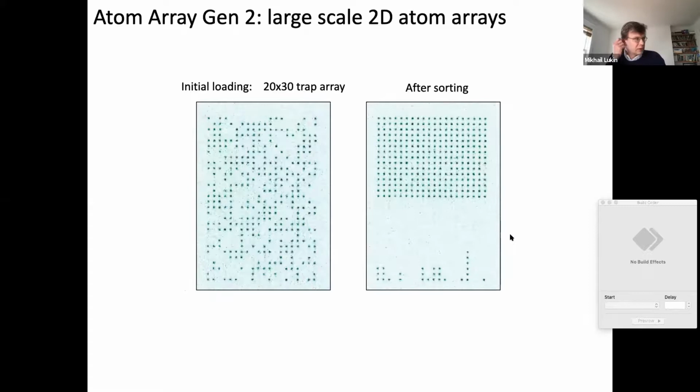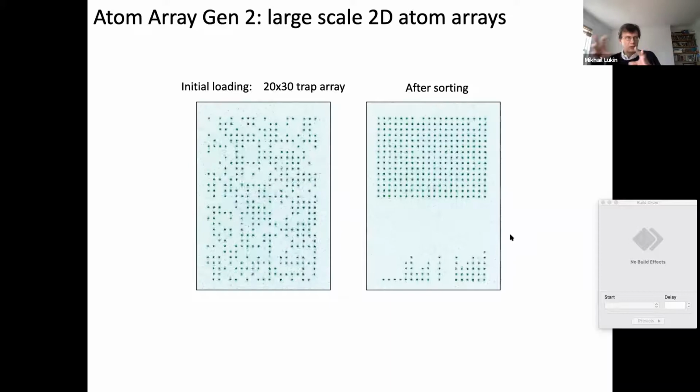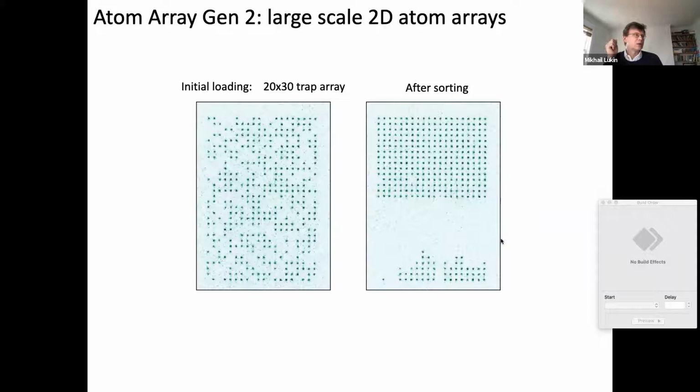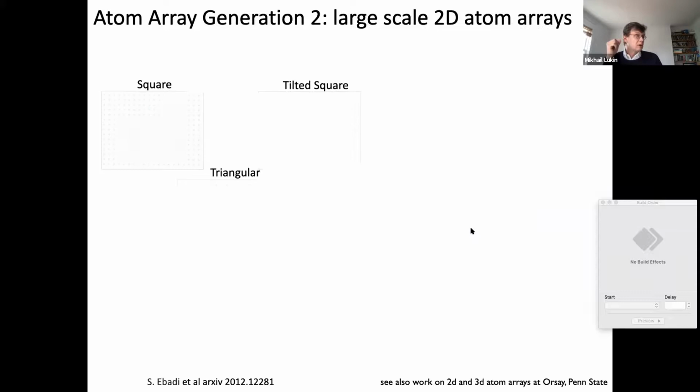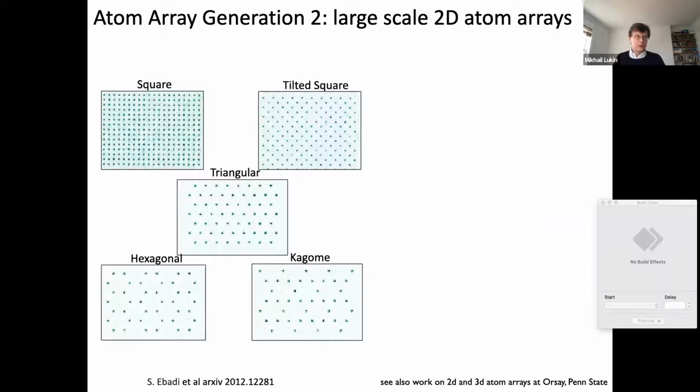So basically what you see now, again, is a single shot of initially loaded atoms and then atoms created through this kind of rearrangement. Each trap is now occupied with a probability that exceeds 99%. What it means is that we can create arrays of up to about 300 atoms with very low defects. But what's even more special is that we can now create all sorts of interesting geometries in two dimensions.